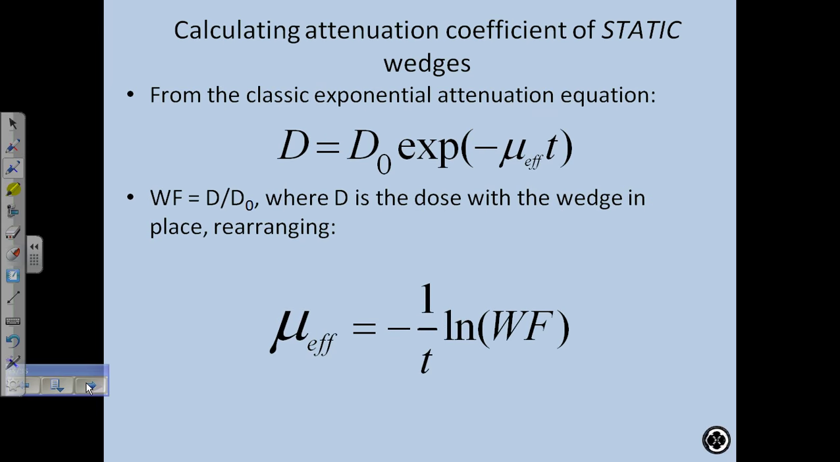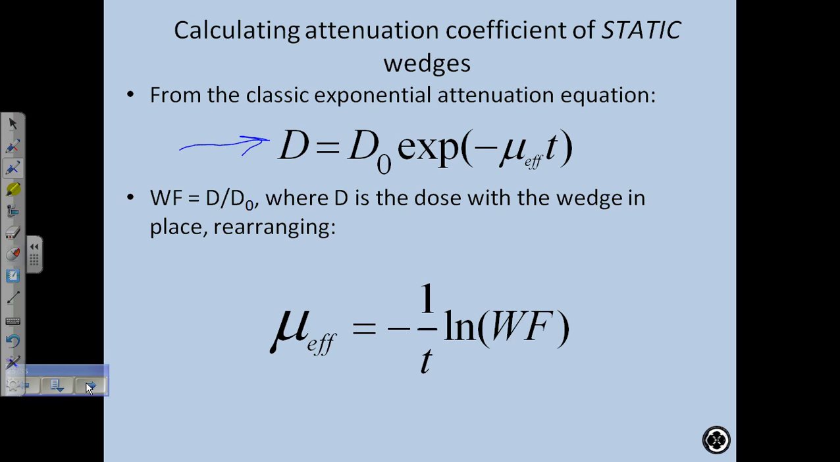Okay, calculating, now we're going back to the hard wedges. So we're changing subjects back to hard wedges, and these slides should probably be with the hard wedges. We're going to calculate the attenuation coefficient of static wedges. This is useful for, say, a monitor unit calculation where the point is off axis, or even on axis. This is how you calculate the dose rate at a point off axis anywhere through the thickness of the wedge. So this is the classic exponential attenuation equation.